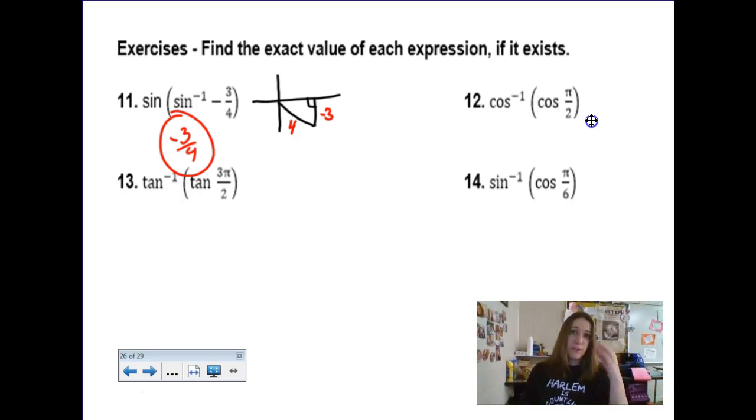Let's look here at number 12. So cosine of pi over 2 is the inside of this composition. So if you think about your unit circle, I could just back up the screen, I suppose.